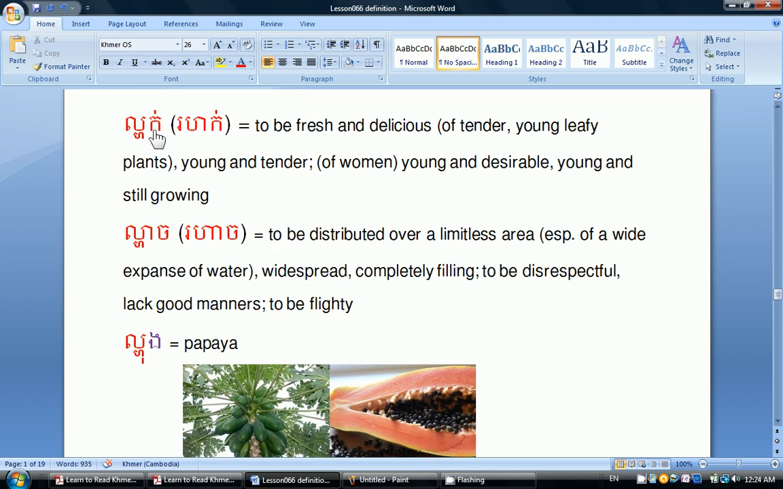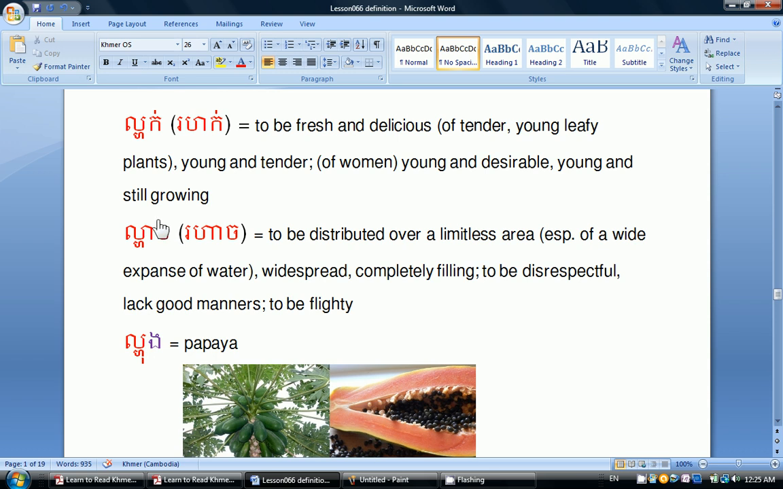Laha is a word that's used for speaking, but the correct way of writing or speaking is roha. It means to be fresh and delicious, of tender or young leafy plants, or young and tender. Of a woman, young and desirable, young and still growing.